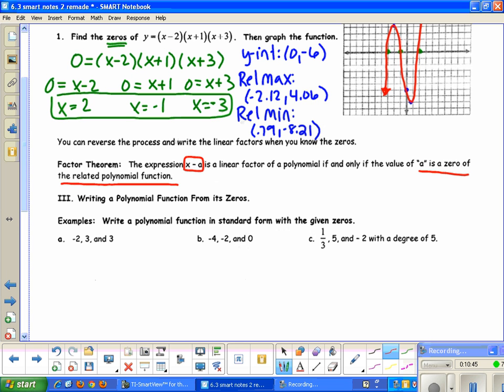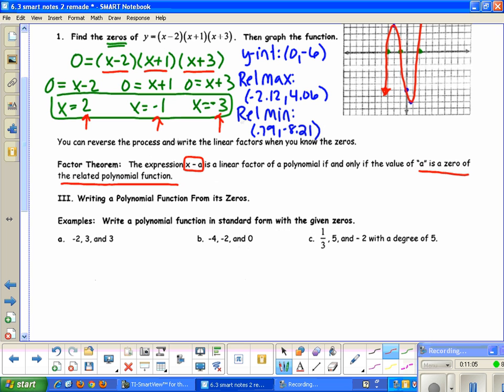So if we go back to the last problem that we did, notice that our a values would be the 2, the -1, and the -3. So if I go backwards, x minus -3 is where I get x plus 3, x minus -1 is where I get x plus 1, and x minus 2 is where I get x minus 2 for my original equation.